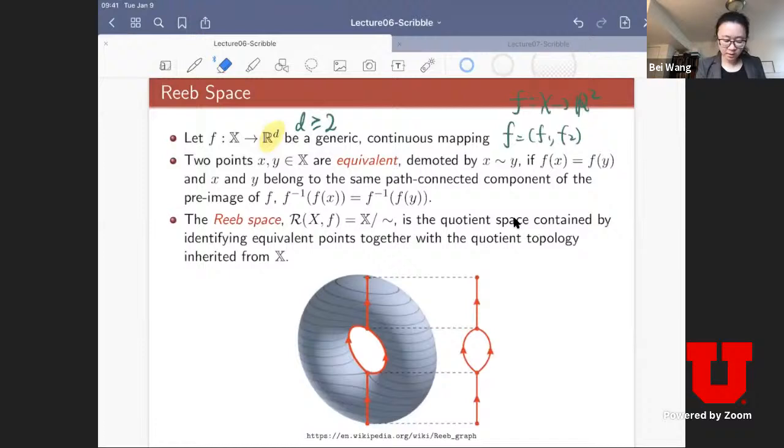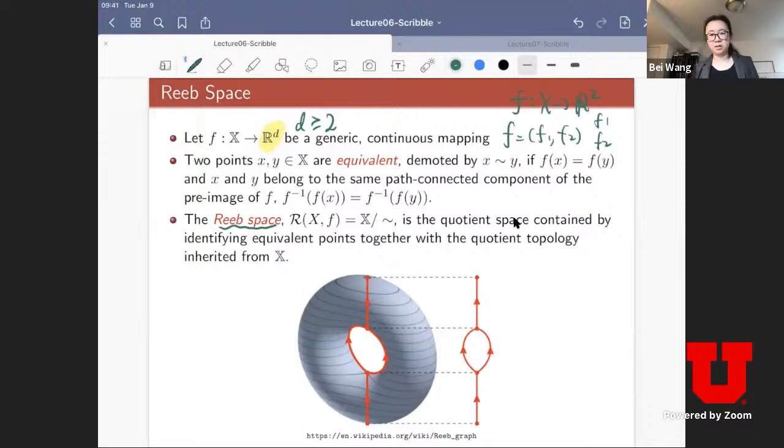What does this mean? This means maybe my first function is temperature, my second function is pressure. So basically you have a domain, but you have multiple observations on the domain. So you have multiple scalar functions, which in this case I'm going to call a multivariate function. Now I can do exactly the same thing, except the end result is instead of called a Reeb graph, it's called a Reeb space.